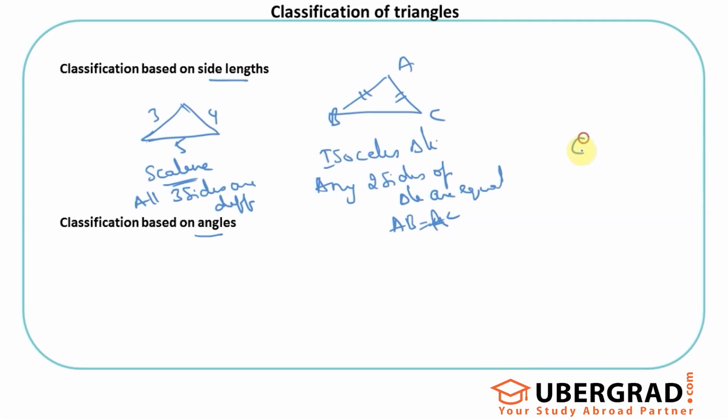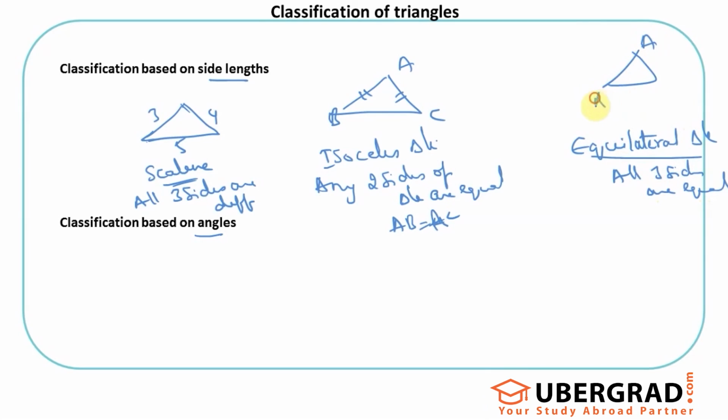Then finally, we have something called an equilateral triangle. That is when all three sides are equal. ABC, so basically all three sides are equal. AB is equal to AC is equal to BC.